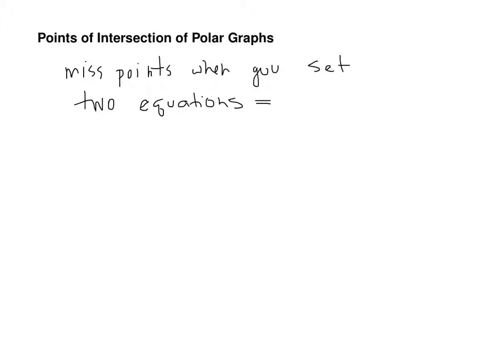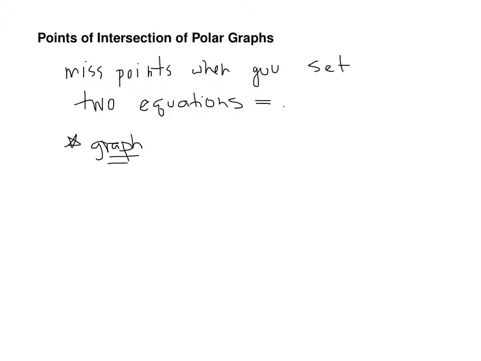Now, one problem with finding points of intersections of polar graphs is you can miss points when you set two equations equal to each other. And part of that comes from the fact that you can represent these curves in more than one way. So the points that you missed might be found by using a different representation of the curve. And so what you should really do instead is graph the curves and then check and see if they do indeed intersect at those points.